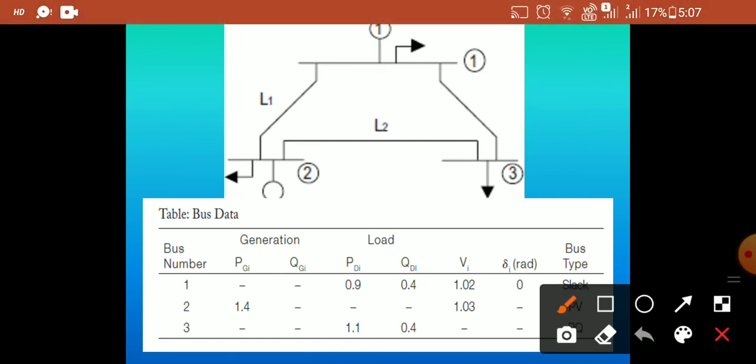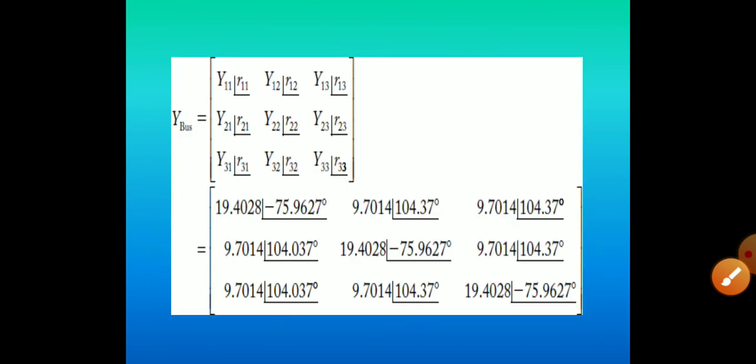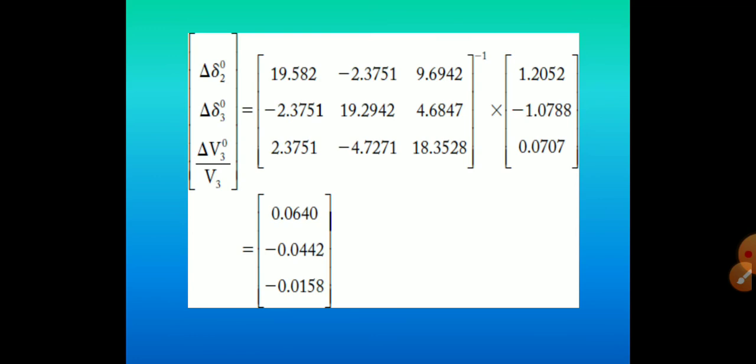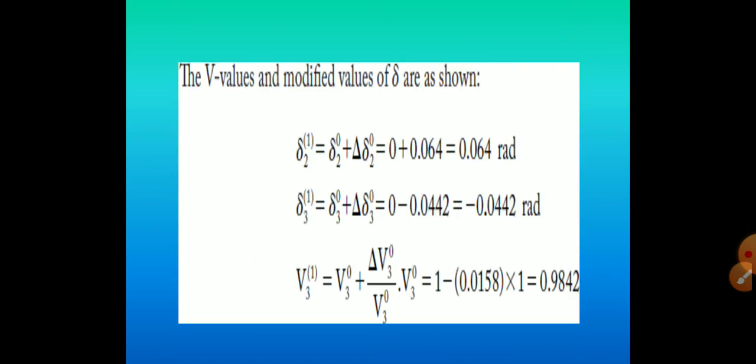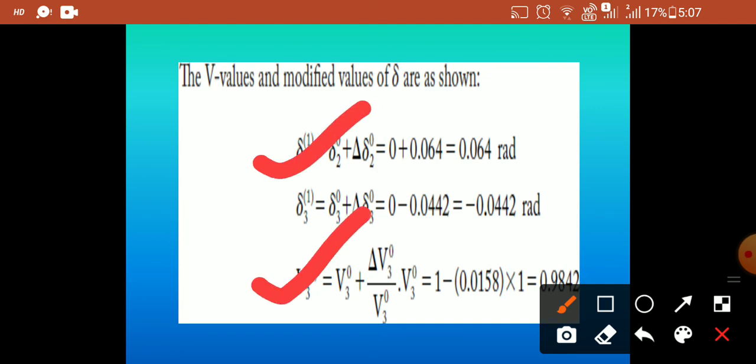All the data are given here. The first bus is a slack bus. Here values are mentioned. The second bus is a PV bus. The third bus is a PQ bus. So here we have to find the voltage magnitude and phase angle. The Y bus is formed with the help of this. After that we have to substitute the inverse of the Jacobian, that is, we find the Jacobian formula and substitute the values. Then we have to find the rotor angle and voltage magnitude.